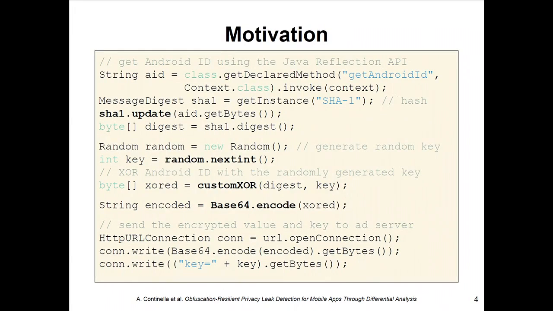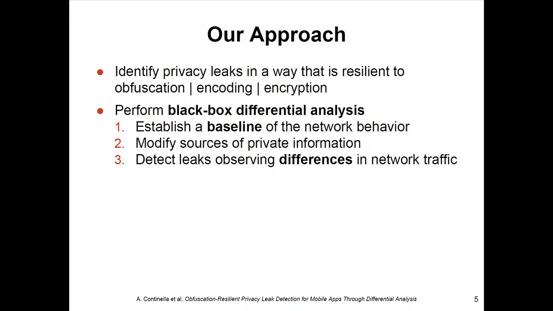This snippet of code shows, based on a real case, an application that first gets the Android ID, then hashes it, and XORs the hash with a randomly generated key. Then the result is encoded in base 64, and it's sent together with the key to a remote server. To address this limitation, we propose an approach that identifies privacy leaks in a way that is resilient to this kind of obfuscation technique.